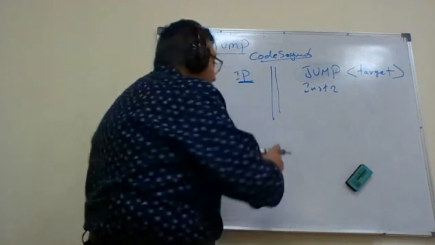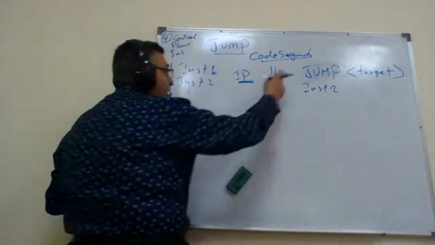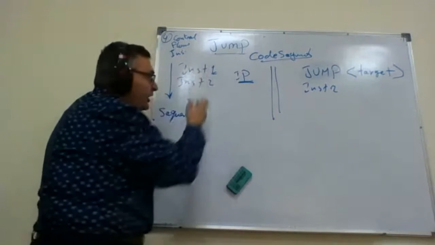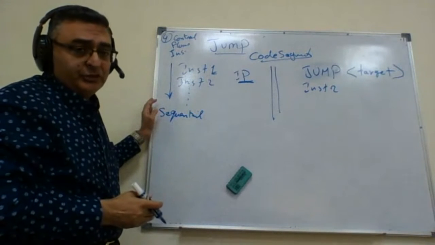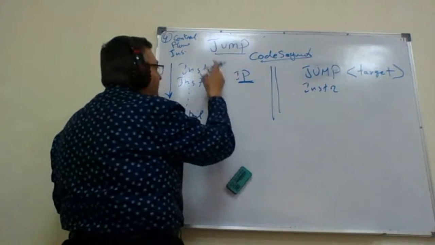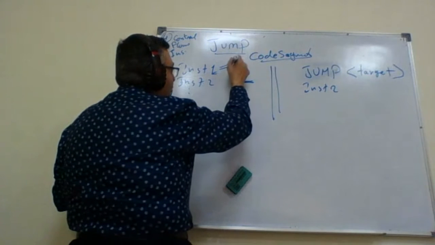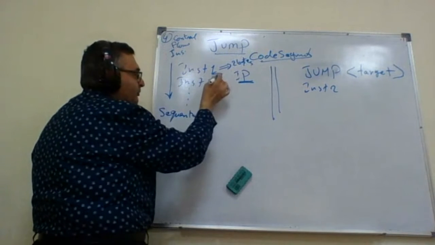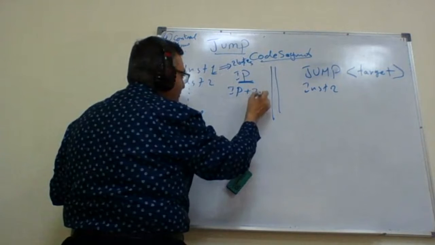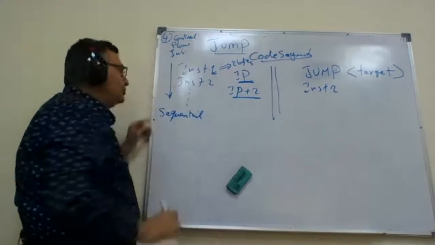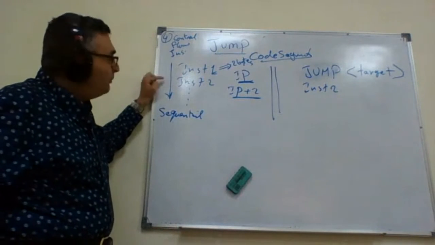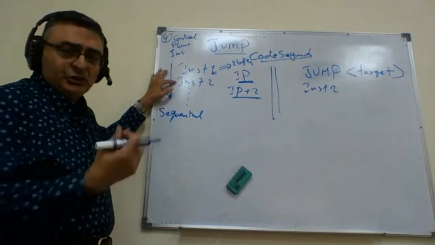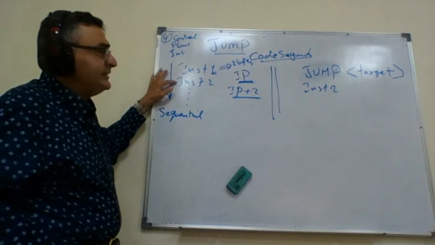So when the jump instruction is encountered, the microprocessor will not do its regular flow of operations. Usually, if I'm assuming that instruction 1 here is 2 bytes, automatically after executing instruction number 1, IP will be incremented by 2. Why? In order to make the microprocessor point to the next instruction, which is instruction 2, and then the next fetch, decode, execute will be for the next instruction.